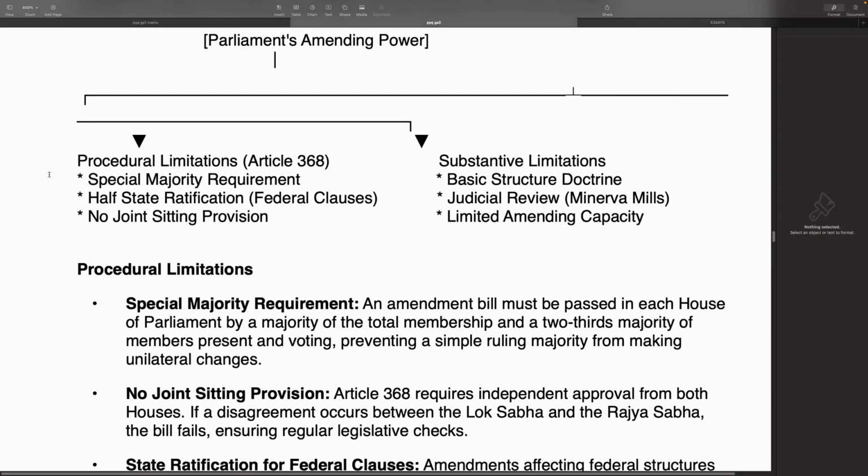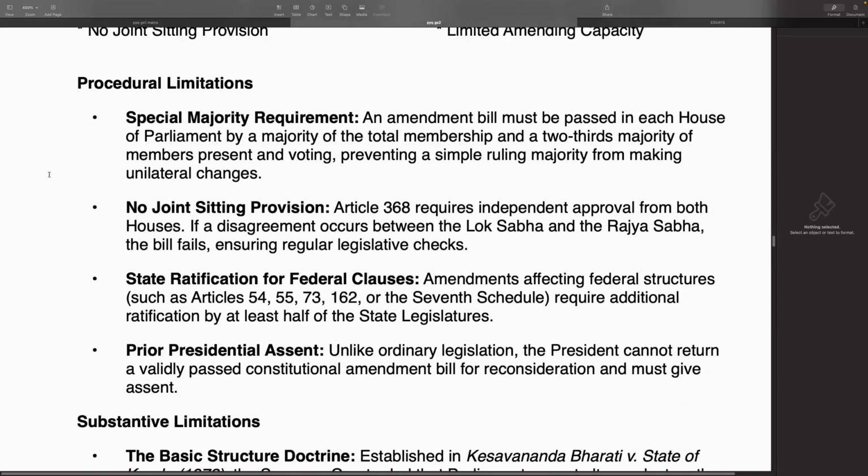Parliament's amending power. These are the procedural limitations of Article 368: special majority requirement, half state ratification, no joint sitting provision; and substantive limitations like the basic structure doctrine, judicial review, the Minerva Mills case, limited amending capacity. Now, procedural limitations.